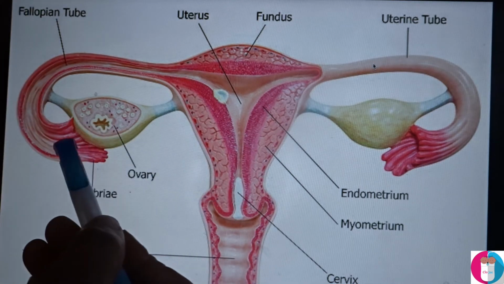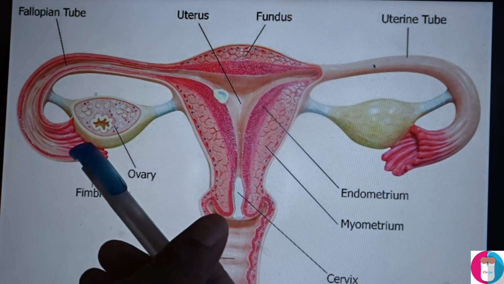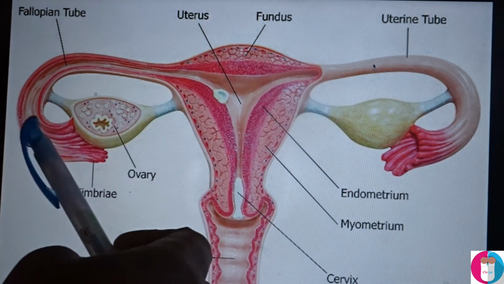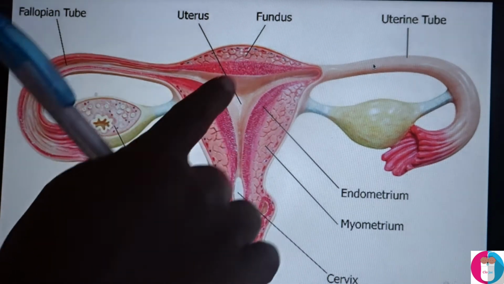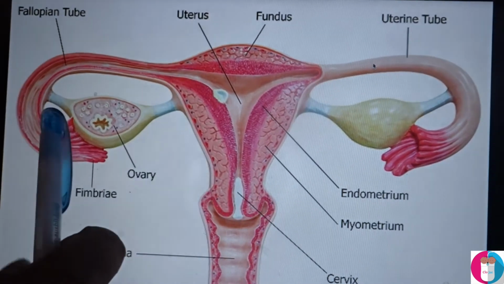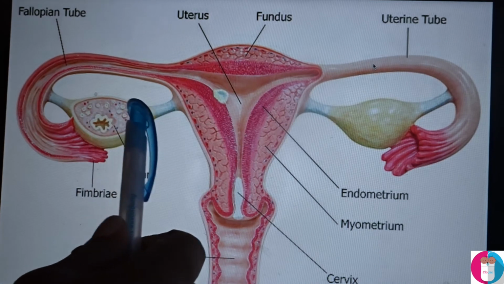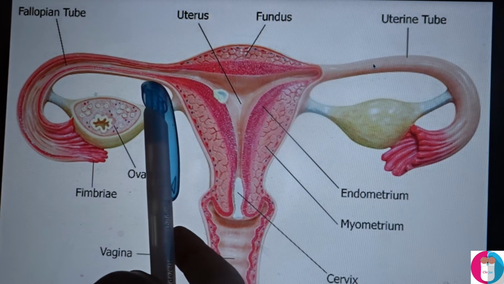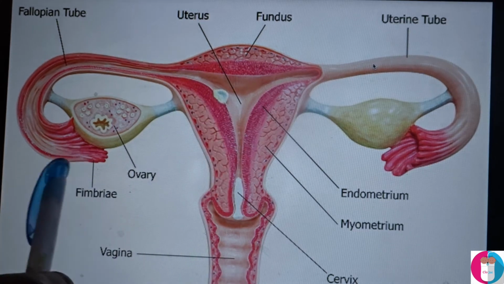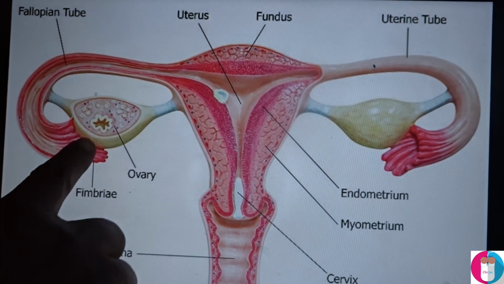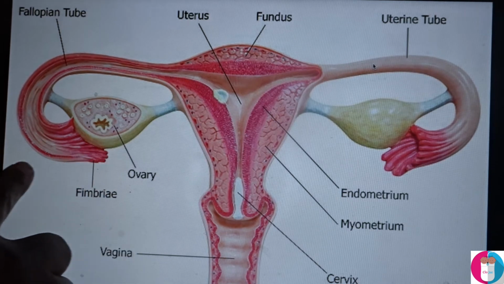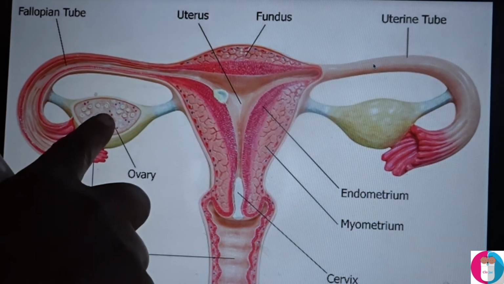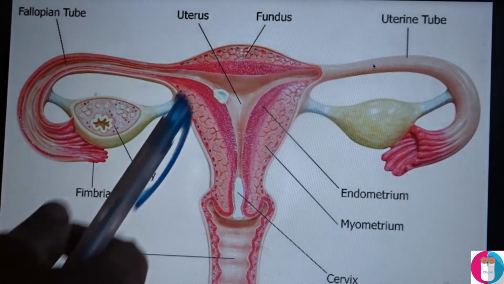So here we also have the fallopian tube. I will talk about the fallopian tube now. These tubes are very narrow. They are attached to the upper part of the uterus. You can see it here. And the fallopian tubes are also two, one on the left and one on the right. You can see this fringe that looks like a finger. They're responsible for sweeping the egg, this egg, toward the uterus.